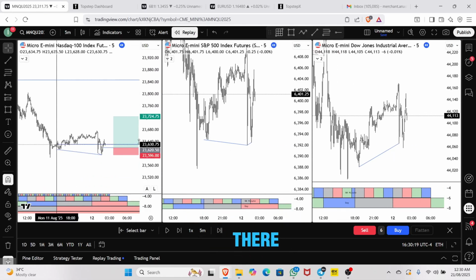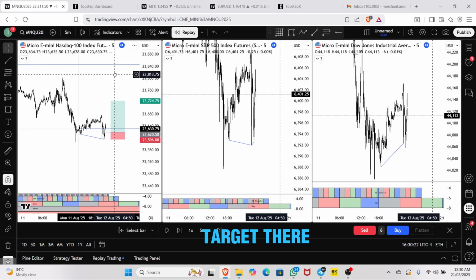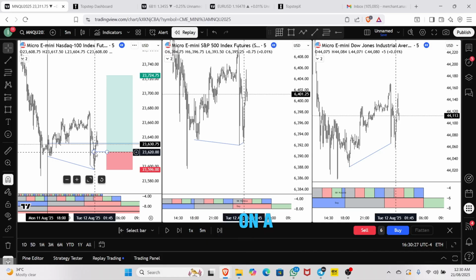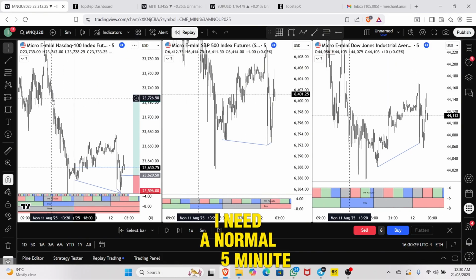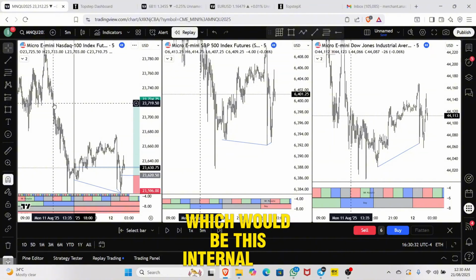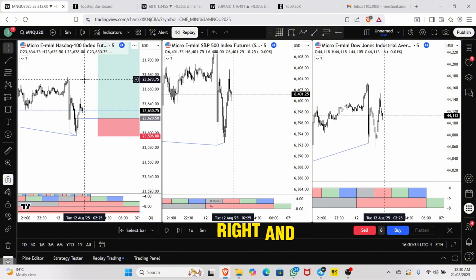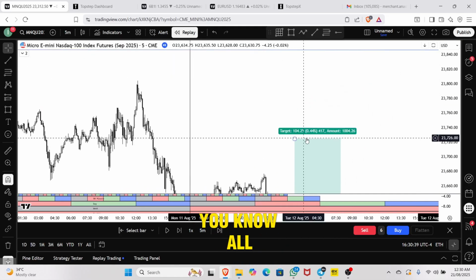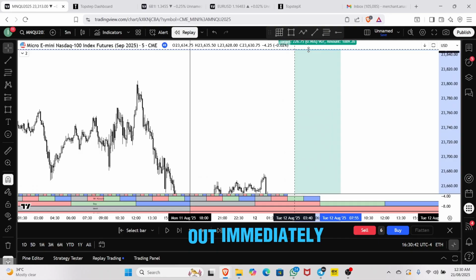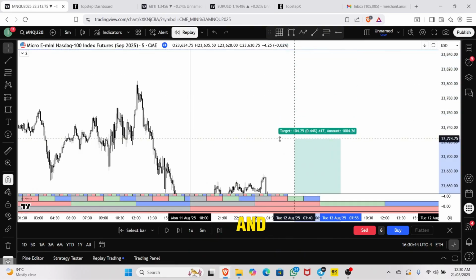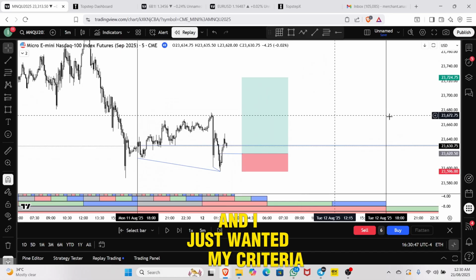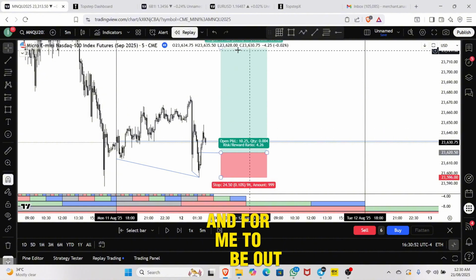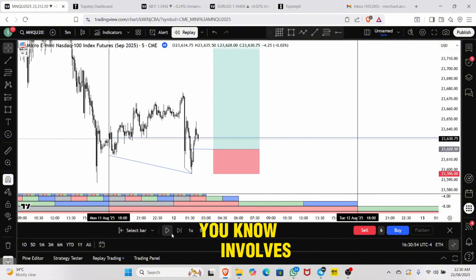Even though we had a target there, this was enough for me. Why? Because if I'm taking a trade on a 5-minute time frame, I need a normal 5-minute target, which would be this internal liquidity over here. And I don't want to be a hero. That's why I didn't take it all the way here, even though this would have worked out immediately. I just wanted my criteria to be met, and for me to be out before any major move unfolds.